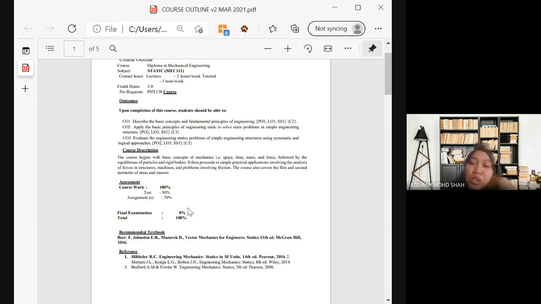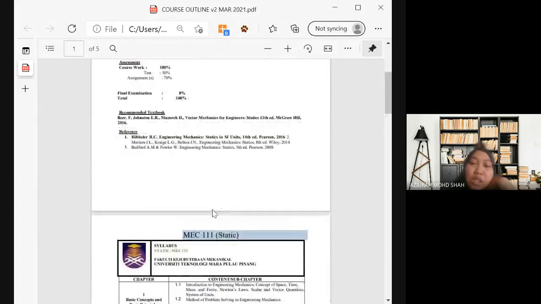Okay, so test 30%, assignment 70%. Okay, recommended textbook. Ini saya minta kalau boleh, if you can buy. Itulah, kedai buku sekarang pun tak berapa nak banyak saya nampak. MPH pun dulu ada dekat Maiden, sekarang dah tak ada. Dah lama dah tak ada kan. Nak kena pergi certain tempat. So kalau kamu tengoklah, I think MPH ada kot buku on static.